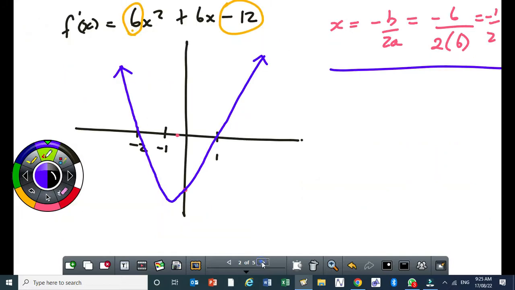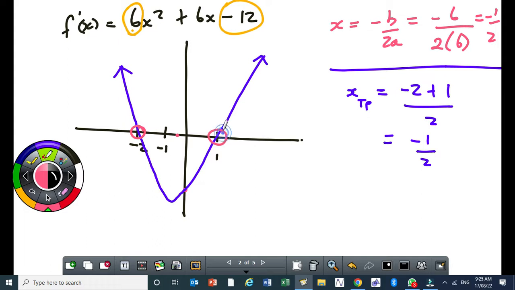So, how do I do that? The x value at the turning point of the quadratic function will be equal to minus 2 plus 1 all over 2. Then this will give me minus 1 and a half. I hope you remember this: for the quadratic function, if you add this x-intercept and that x-intercept and divide by 2, you will get the value of x at the turning point. Do you remember that?